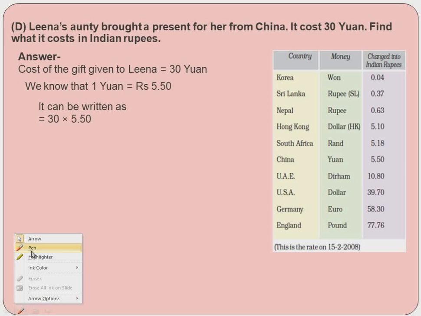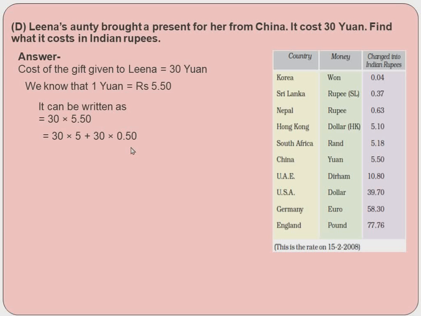So for 30 yuan, 30 into 5 rupee 50 paisa. So here same way 2 ways you can do it. How? Either 30 into 5.50 directly you can multiply and keep it, okay, then also you will get the same answer. Otherwise split it. How you will split? 30 into 5 plus 30 into 0.50. So 30 into 5 will be 150 plus 30 into 0.50 is 15.